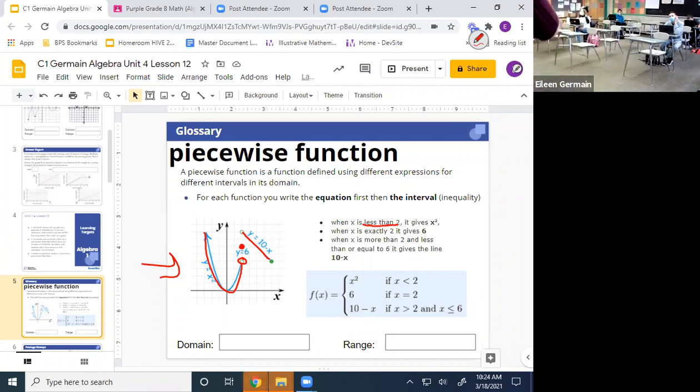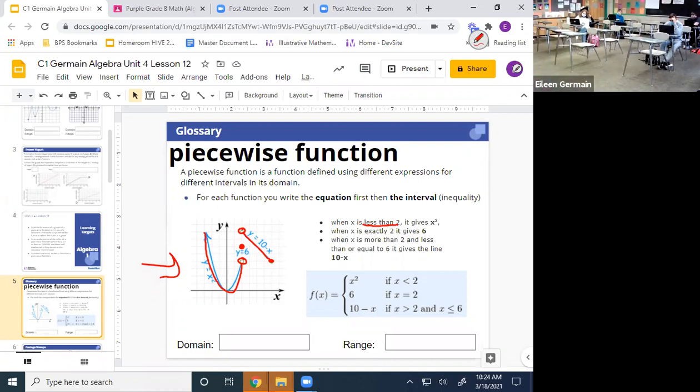And then when x is more than 2 and less than or equal to 6, the line is 10 minus x. Okay? So for this interval right here, we have an open circle at the start because it's more than 2, and since it's less than or equal to 6, we have a closed dot at the end. That's how we take this explanation here and graph it.